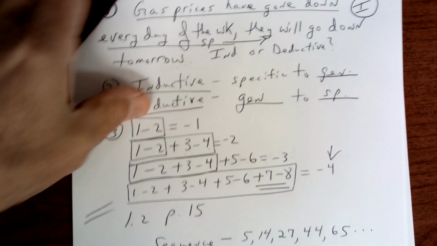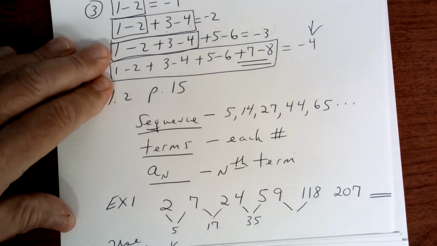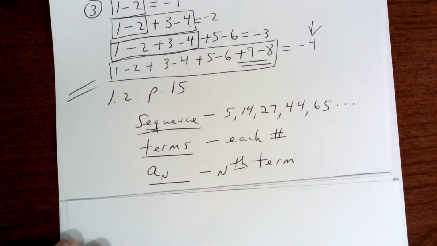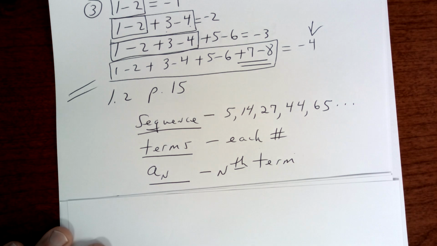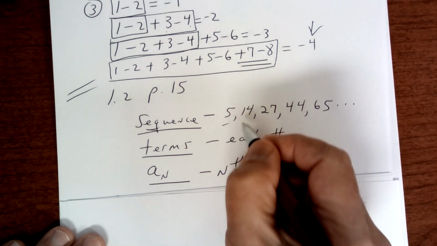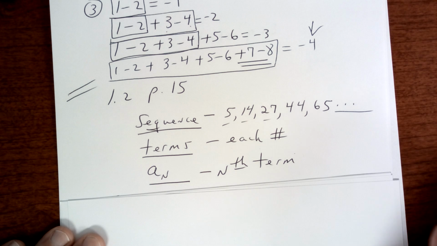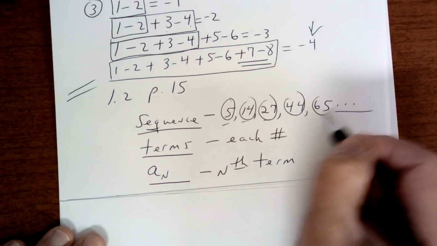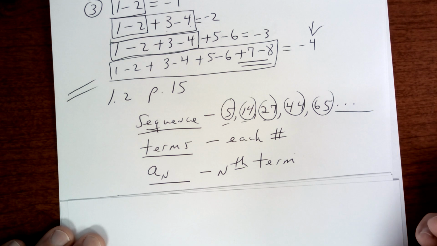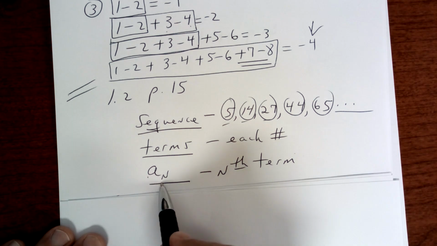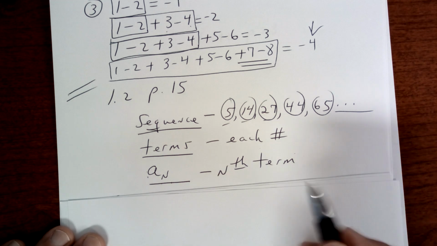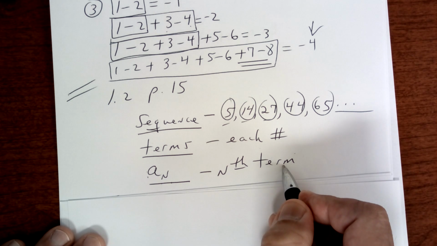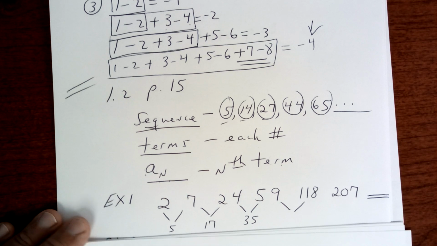Okay, now we're turning our attention. So open your book to page 15. And I do want you to always read in case I don't tell you something. So this is a sequence, the whole thing, and it goes on forever. These are called terms. a_n is the nth term. It could be a million. Now look at this problem here. We're going to find the difference.